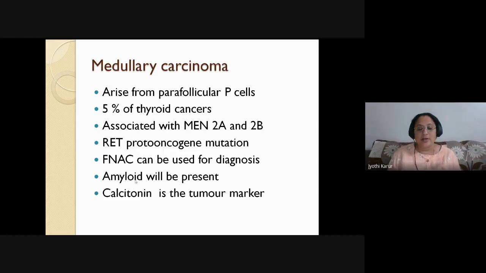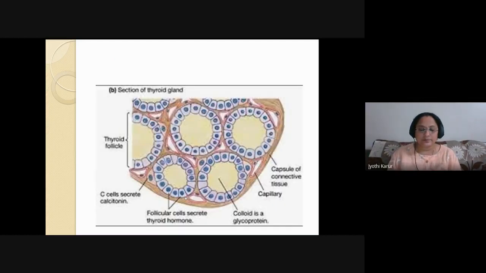Please remember this. Sammoma bodies for which cancer? Yes, excellent. Amyloid will be present in medullary carcinoma. And calcitonin is the tumor marker because its function is to secrete calcitonin. What is the function of calcitonin? Calcitonin, what does it do?